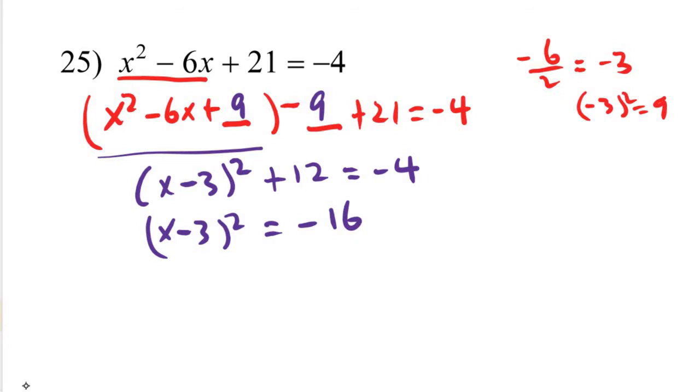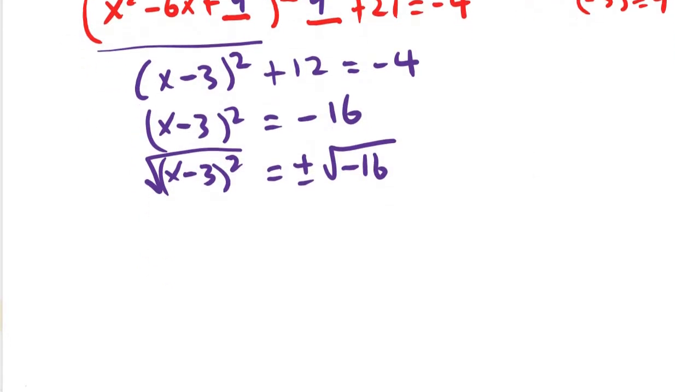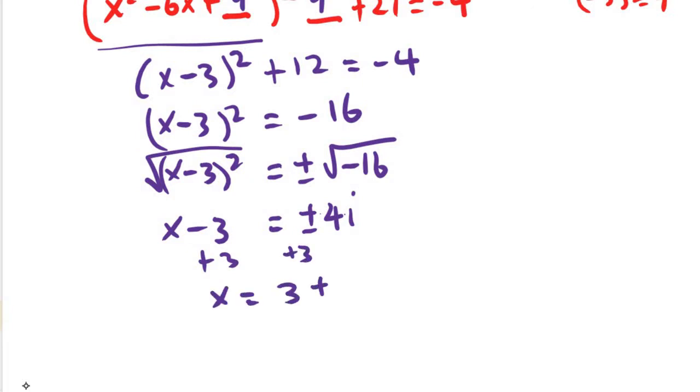And then we can take the square root of both sides, like so. And then equals plus or minus the square root of negative 16. So now we're going to take the square root of negative 16. From previous concepts or classes, you know that this is going to be plus or minus 4i, and then this is going to be x minus 3 here. And now we're ready to add 3 to both sides. So add 3 to both sides like that, and then you're going to get x equals 3 plus or minus 4i.